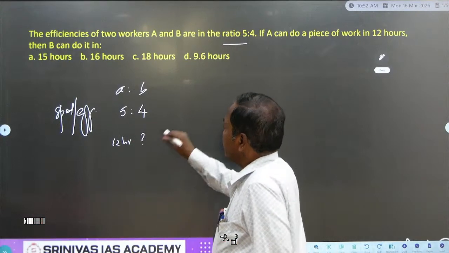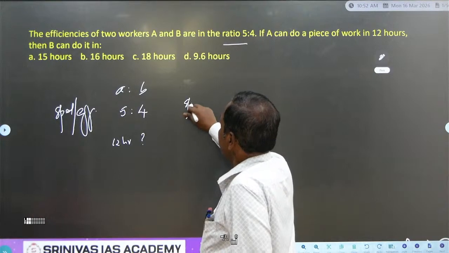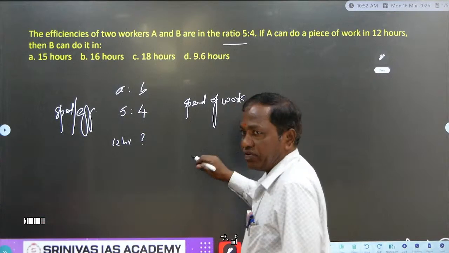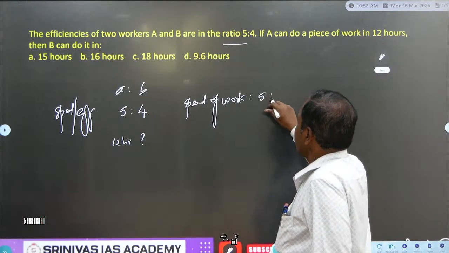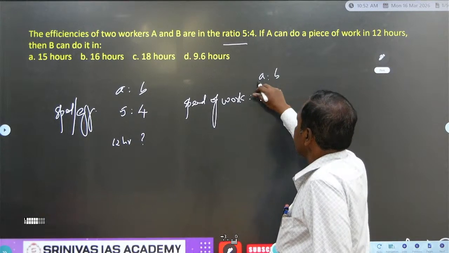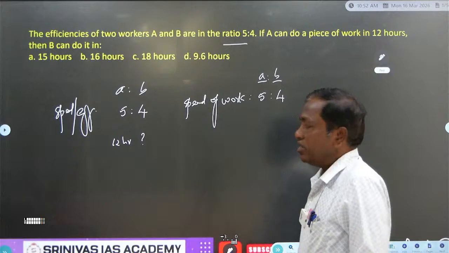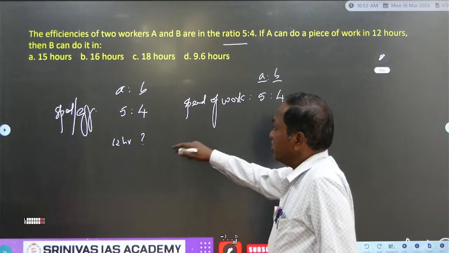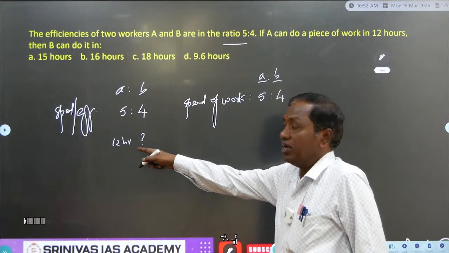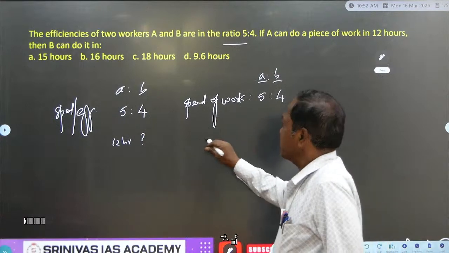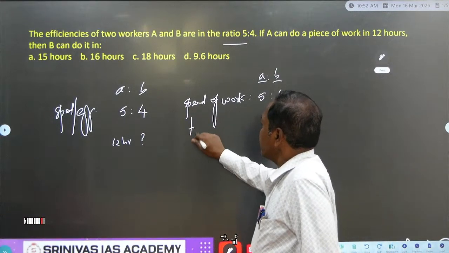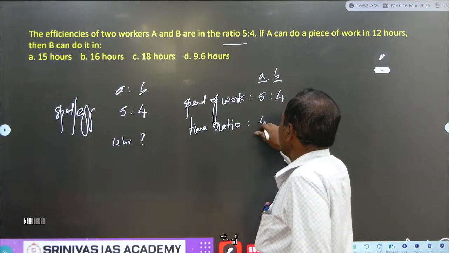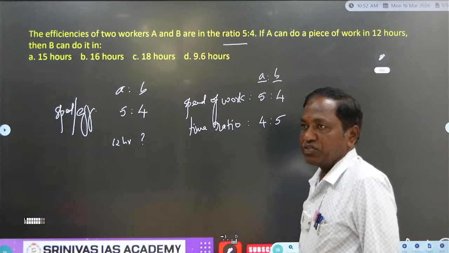The very basics we need to know: 5:4 is the ratio of the speed of work, that is efficiency. This is A and this is B. We don't write so much. And 12 hours is time, so you have to convert these speed ratios to time ratios. The time ratios are 4:5.